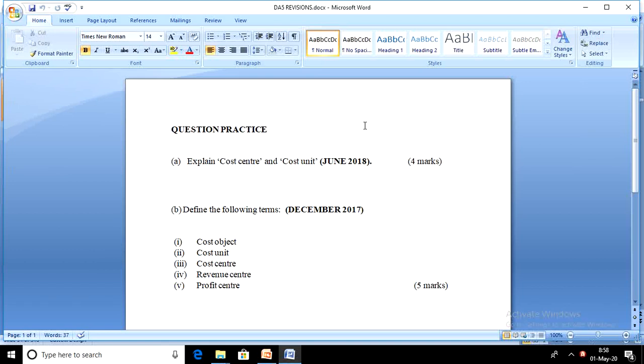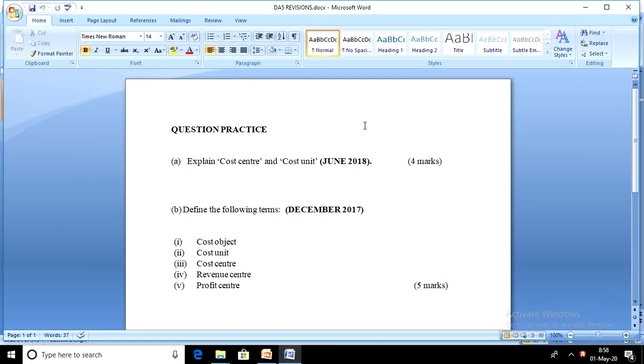Let's move on to the cost unit. What's the cost unit? The cost unit is a unit of a product or service in relation to which costs are ascertained. That's how we can describe the cost unit. Or you can as well say a cost unit is a unit of a product or unit of a service to which costs are ascertained by means of allocation, apportionment, and absorption. We'll be talking about that also in the later sessions.